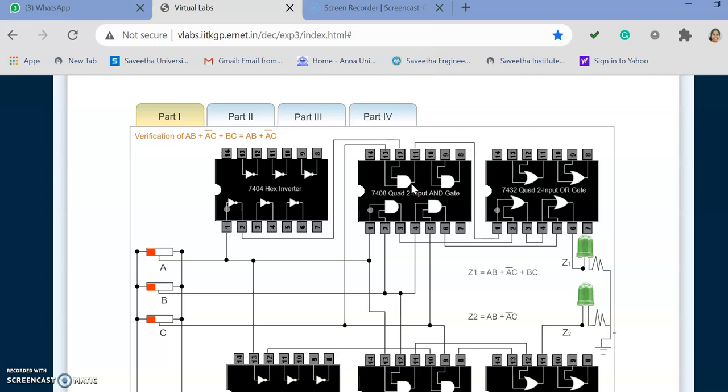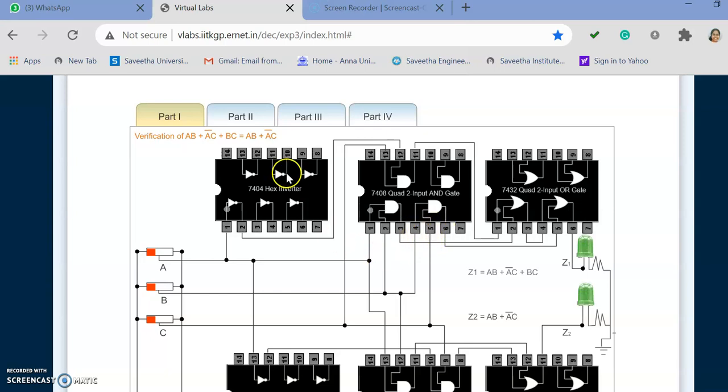Similarly, BC. So where is your BC? This is your B. From B, you give it to one of the AND gates. And from C, you give it to the other input of the AND gate. The output is going to be your BC. Now all these three terms should be given to the OR gate. We have only two input OR gates, so we need to give it one by one.